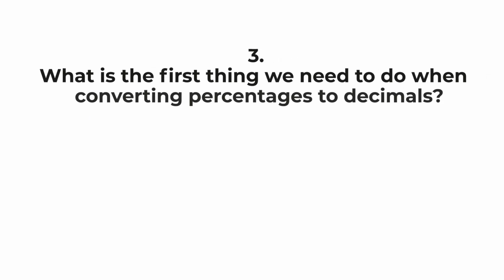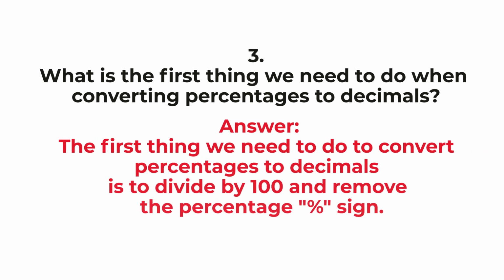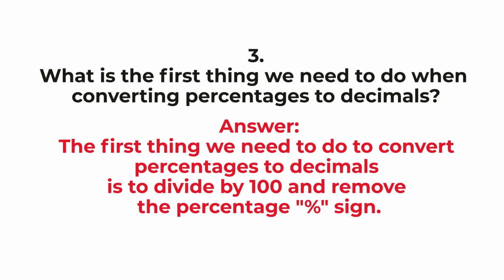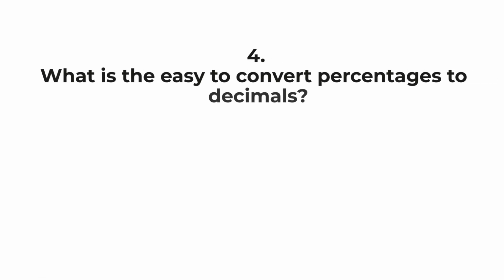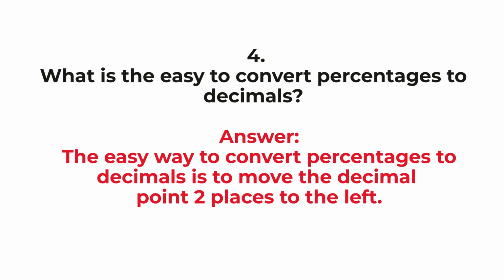Number 3. What is the first thing we need to do when converting percentages to decimals? That's amazing. The first thing we need to do to convert percentages to decimals is to divide by 100 and remove the percentage sign. Number 4. What is the easy way to convert percentages to decimals? That's brilliant! The easy way to convert percentages to decimals is to move the decimal point 2 places to the left.